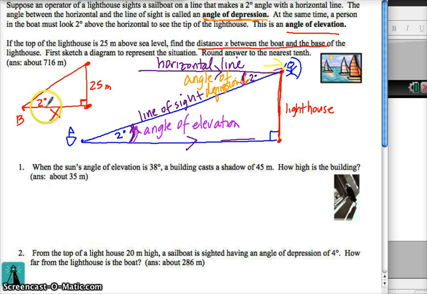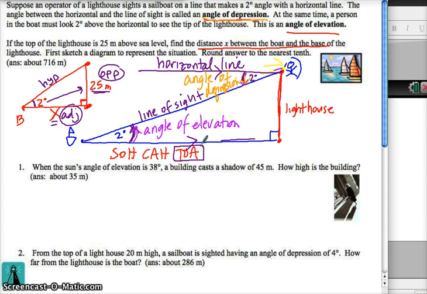And now you're just going to ask yourself, am I going to use sine, cosine, or tangent to solve that problem? With respect to this angle down here in the corner, this is my opposite side, x is my adjacent side, and then of course my hypotenuse is right here. So 25 is my opposite, x is my adjacent, therefore I need to use tangent because I'm relating opposite and adjacent to each other. So tangent of 2 degrees equals opposite, which is 25, divided by adjacent, which is x.